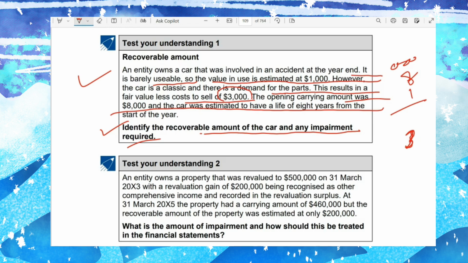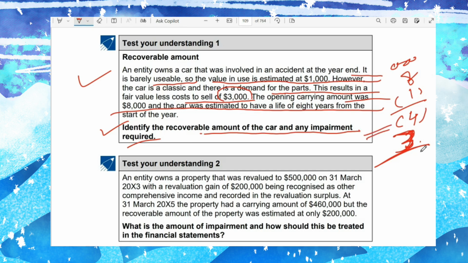Now we'll see the test your understanding. Number two, what they are asking: what is the amount of impairment? How should this be treated in the financial statement? An entity owns a property that was revalued at 500,000 on 31st March, with a revaluation gain of 200,000. The revaluation gain was recognized in comprehensive income and recorded as a revaluation surplus.